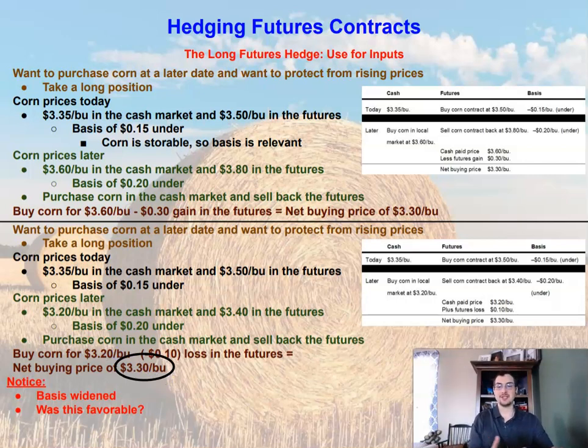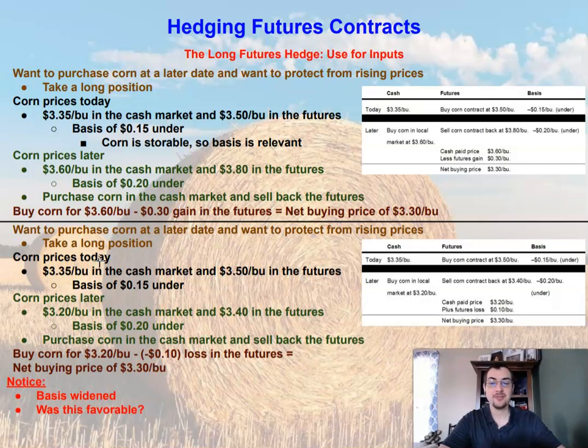Now, how does this work? Well, remember, we're going to pay $3.20 for that corn in the cash price, but then we also lost 10 cents that we have to pay for in the futures as well. So we take the amount that we paid in the cash plus or minus the loss in the futures, which is a negative. So negative minus a negative is a positive. We come up with a net buying price of $3.30. Again, in this case, the basis widened.